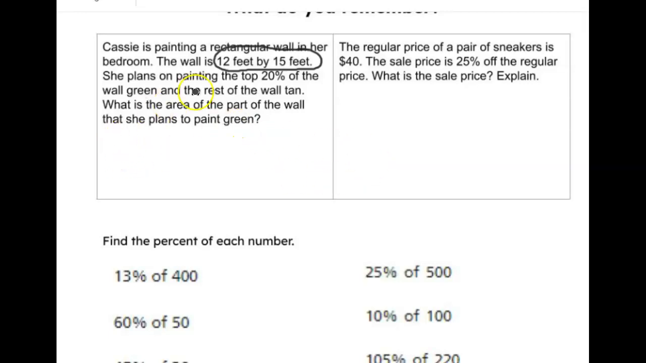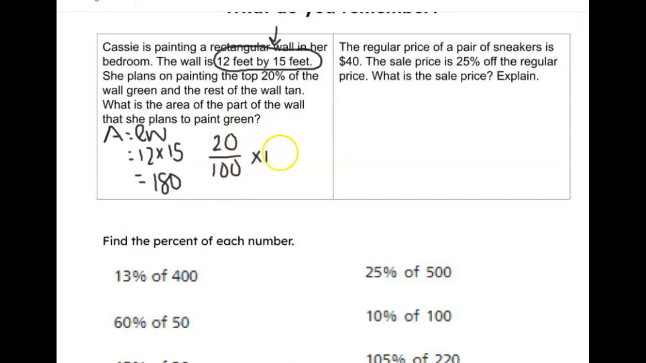So first, we need to find the area of the wall. To do that, area equals length times width of a rectangle. So I'm taking 12 times 15, and I get 180. So it's going to be out of 180, but I'm going to find what 20% of that is. So 20 over 100 times 180 gives me 36. And labeling it, since it's area, it's feet squared.